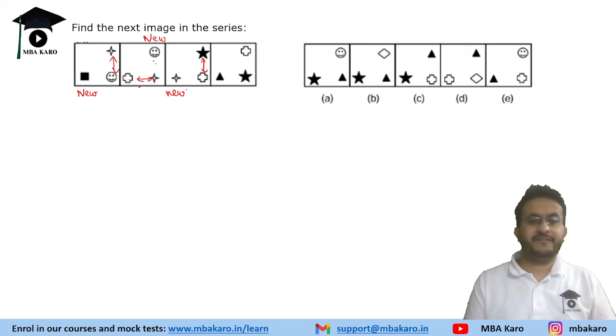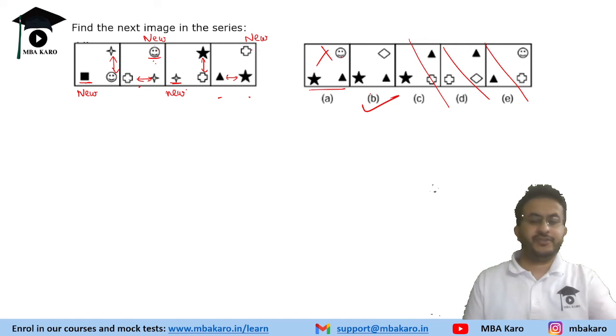So basically in one step, this element is changing to a new element. Another step, this element, and then the bottom one. So this should become a new element in the next step, and these two should swap. So we should have star here and triangle this side. Star triangle, star triangle. So we can eliminate the rest of the options. Now we should have a new element here. Now this face was already used, so we will eliminate this option. The answer is option B.